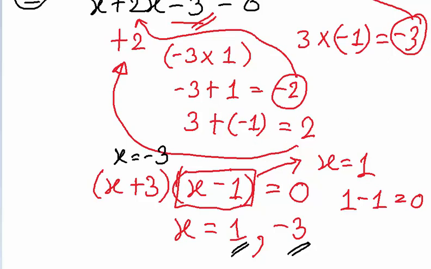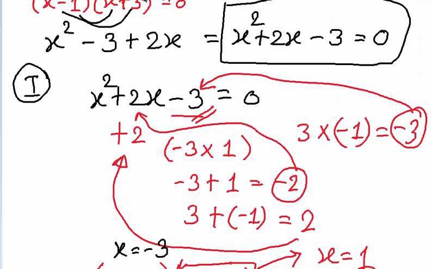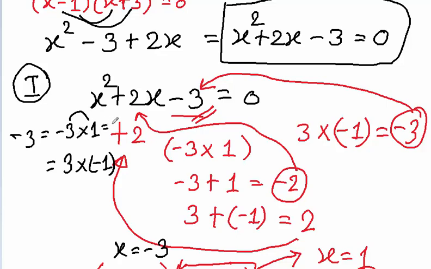So to conclude, I will show you again. First of all, I think about what numbers multiply by each other and become minus 3. Minus 3 is equal to minus 3 times 1 or 3 times minus 1. And then I try to add the two numbers together. It will become minus 2.